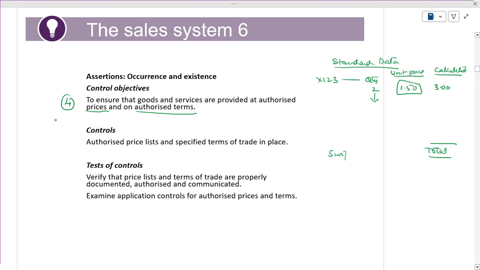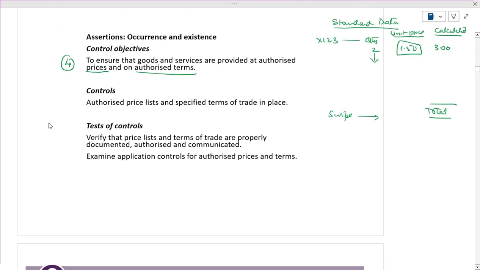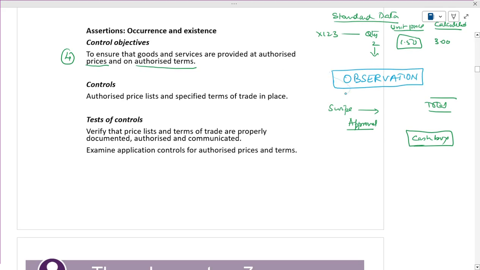Once you have swiped the card, listen carefully, observe this. That is what observation talks about. Observe this next time when you are going. Once you are swiping the card, what will happen? There will be an approval. Once approval is there, your cash box will open. Understand? This is where you are talking in terms of observation. Got my point? You precisely see all the process.